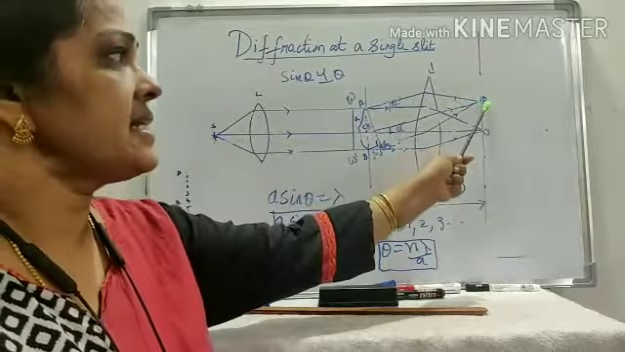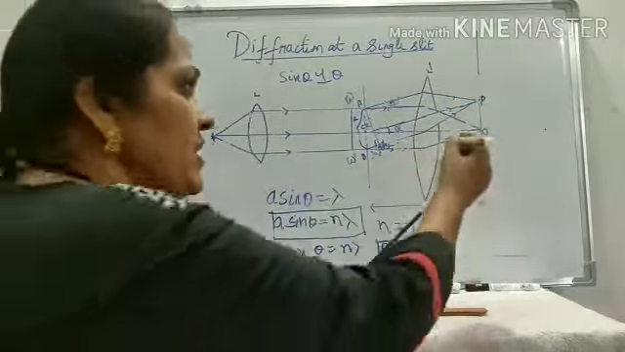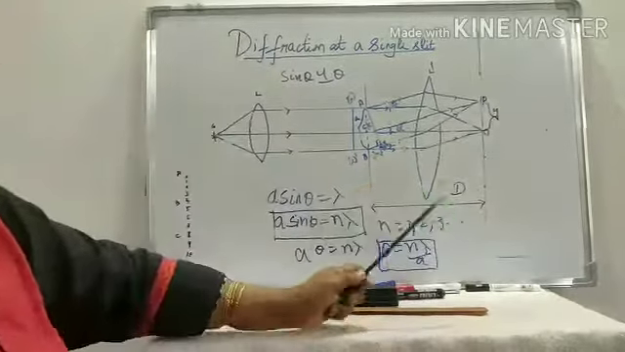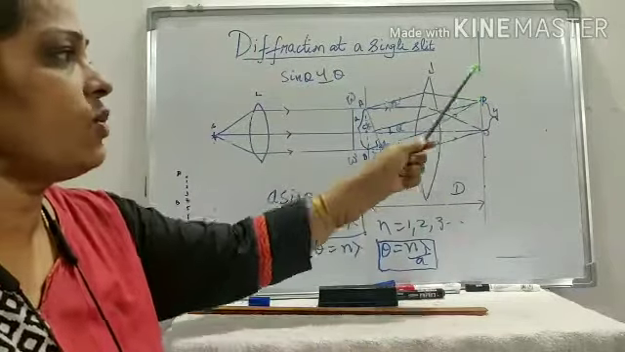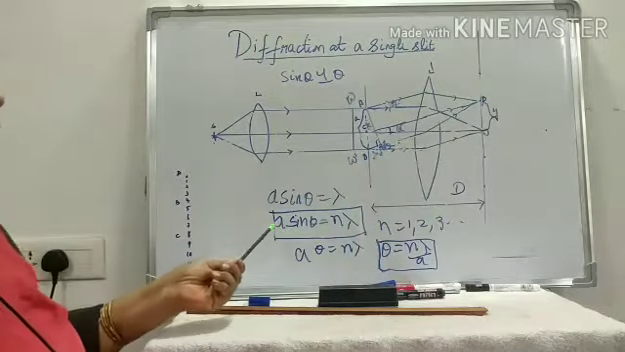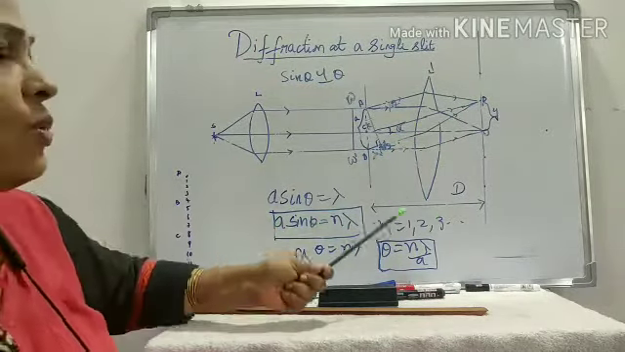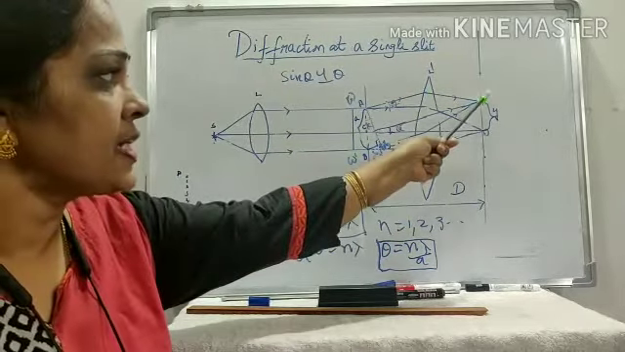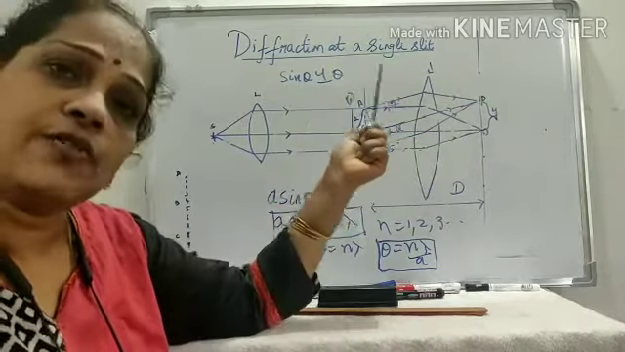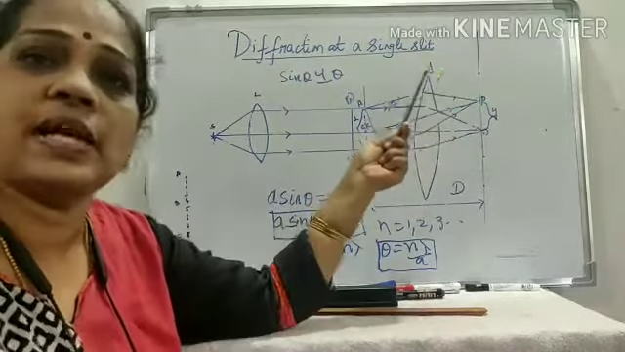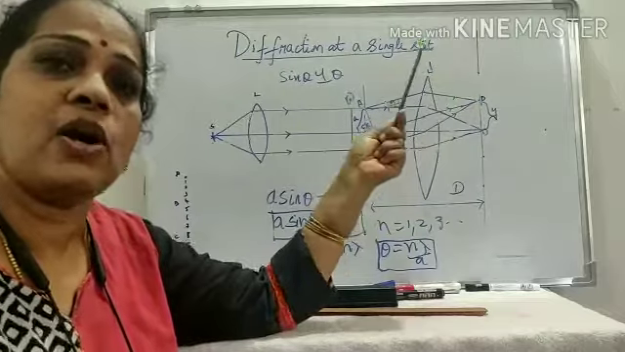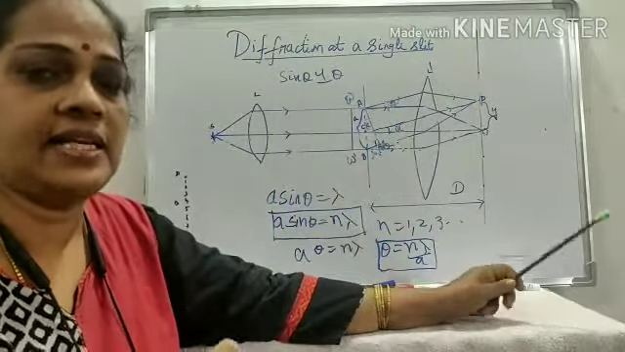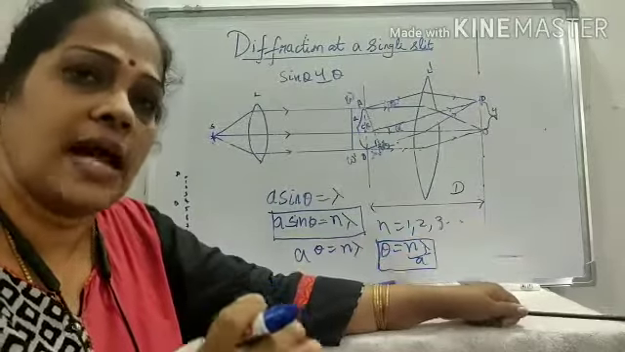Then we considered some other point P, which is at a distance y from O. At this point, when we calculated the path difference, it was found to be a sine theta equal to n lambda. Since this point corresponds to minima, we also saw in the last class why the point P is of minimum intensity: because the wavelets from the two halves interfere destructively. That is, they interfere with the path difference of lambda by 2.